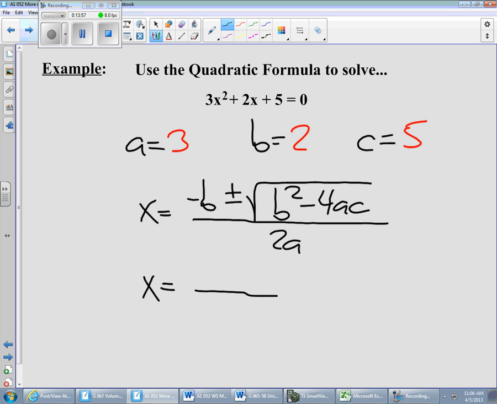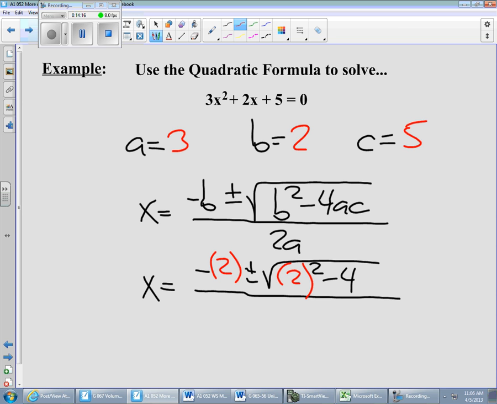Now let's plug it in. See what we got. Negative, what is b? 2, plus or minus square root of 2. Formula says to square that, then take away 4 times a, which is 3, c, which is 5, and the formula says that the denominator has a 2 in it, which is multiplied by your a value, which is 3. We're doing nothing more than just plugging in numbers at this point.